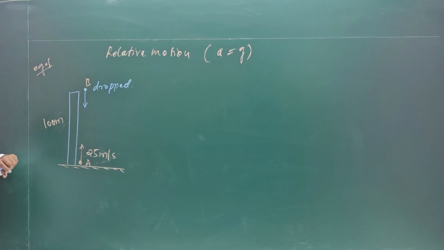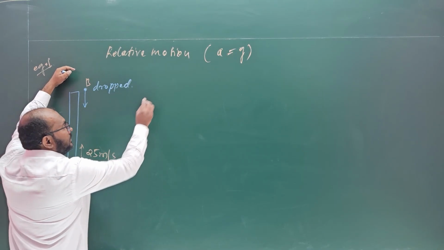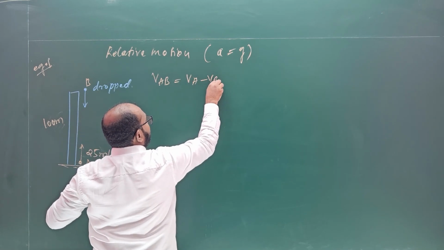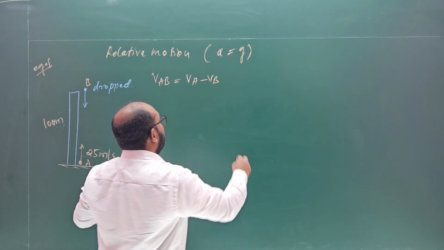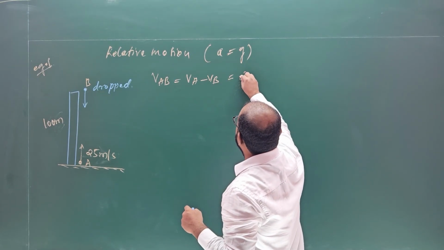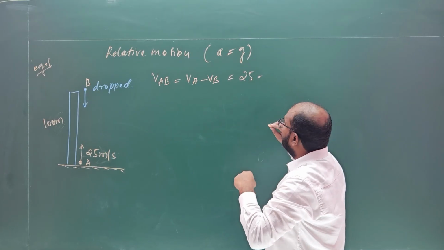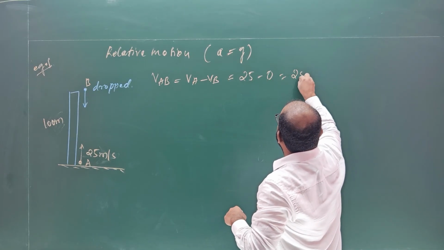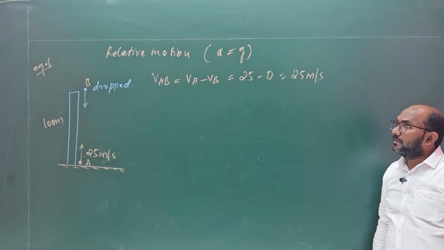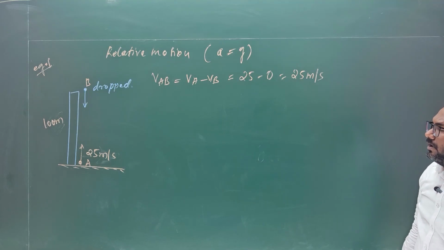Now listen to me. If I want to write the relative velocity of A and B, then V_AB is nothing but V_A minus V_B. V_A is going in the upward direction, positive. So 25 minus, when the ball is dropped, initial velocity of the ball is 0. So the relative velocity between A and B is 25 meter per second. Who is the observer here? Yes, B is the observer.